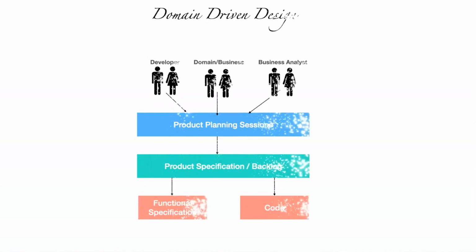Now, let's go a little bit deeper into it, right? What exactly it does. As I said, the developer, the domain expert, the business stakeholder, or the business analyst, everybody works on a planning session or a workshop. Within the session, they create output. It could be a product specification or a bunch of stories within the backlog, which in turn create a functional specification, and it could be code as well. This is how we boil down in domain-driven design.